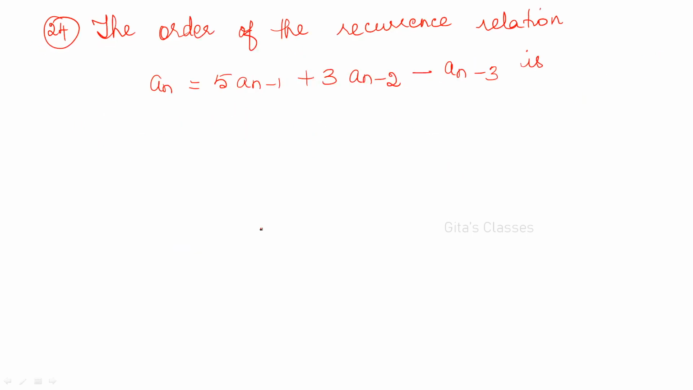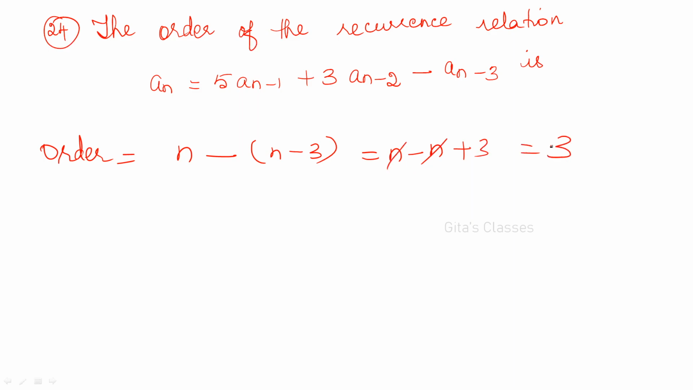Next is the order of the recurrence relation. Order of the recurrence relation is the difference between the highest and lowest subscript. Here the highest value of the subscript is n, and the lowest subscript is n minus 3. So order is equal to n minus (n minus 3), so n minus n plus 3. n will get cancelled, and you will be getting 3.